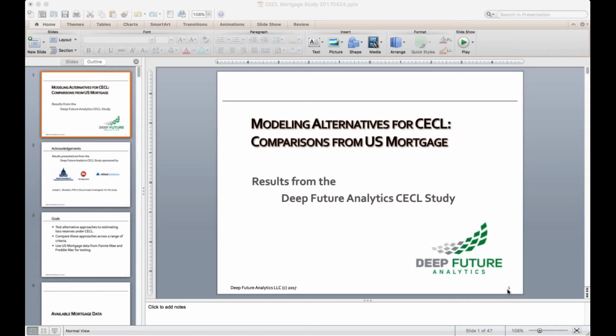Our topic today is Deep Futures Analytics CECL Study, Alternatives, Impacts, Accuracy, and Complexity. This study was funded by OnApproach, NAFCU, Allied Solutions, and others to explore the best modeling approaches for CECL. Deep Futures Analytics is an analytics CUSO that provides modeling, data pooling, and CECL analysis for credit unions.